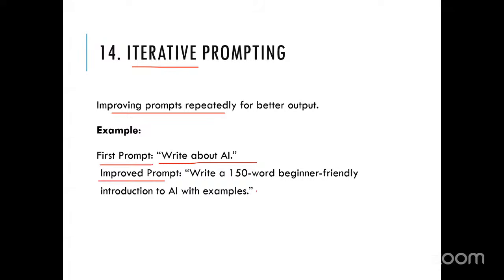Now I am improving the prompt. I'm telling it, write a 150 word beginner friendly introduction to AI with examples. This is not meeting my expectations up to the level, so I'm improving my prompt and giving a clear prompt here. So in iterative prompting, your request is only one thing, but step by step you are improving the prompt. That is known as iterative prompting, but your focus is on only one thing. Okay, so try this.